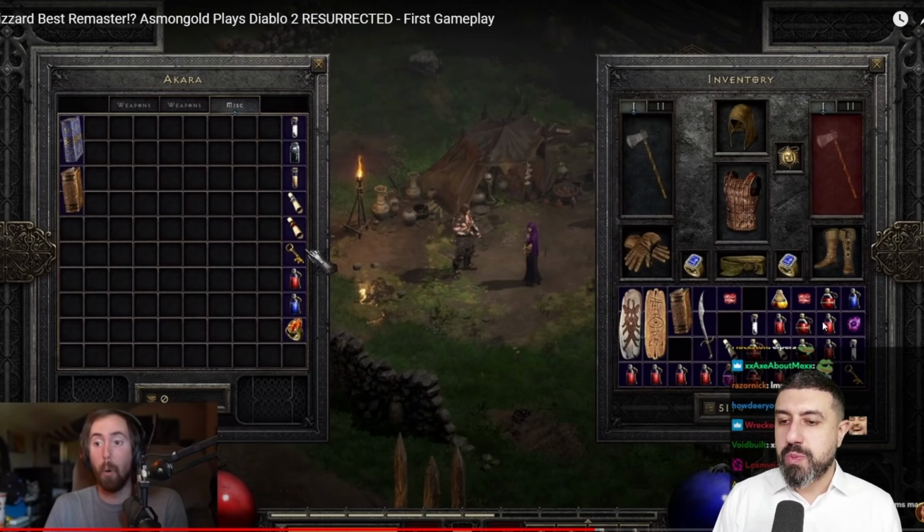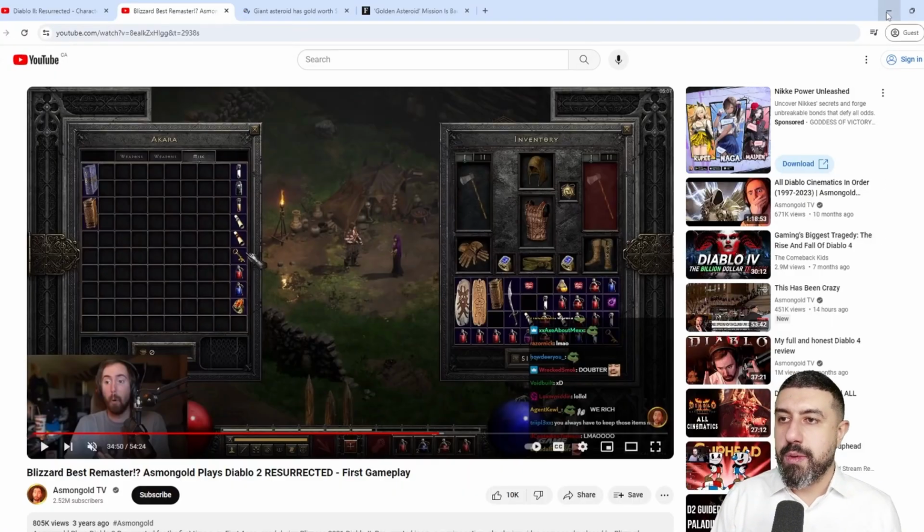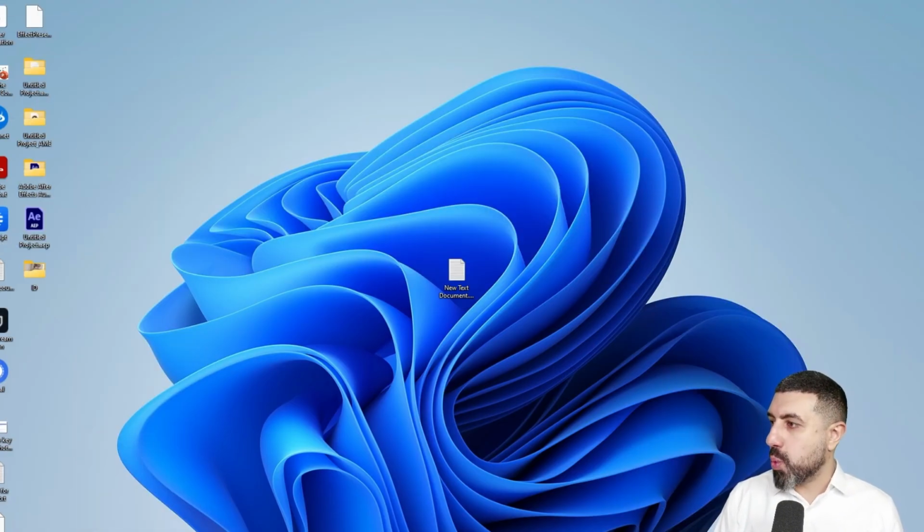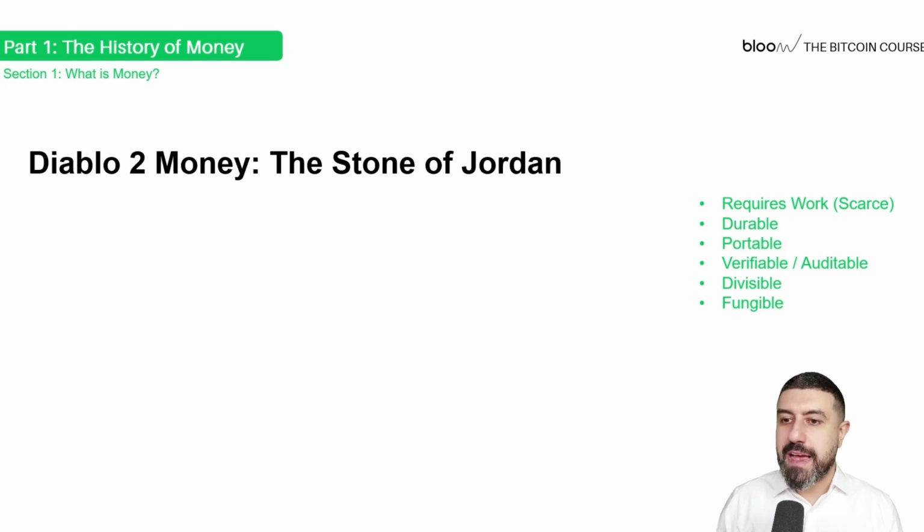Now, other things are small too, like potions, but they have no value. So it's both: it requires a lot of work, so it maintains value, and it's portable and verifiable. You know what it is. It's not divisible, but again, it doesn't need to be because it's small enough. And it's fungible. All Stones of Jordan are the same.